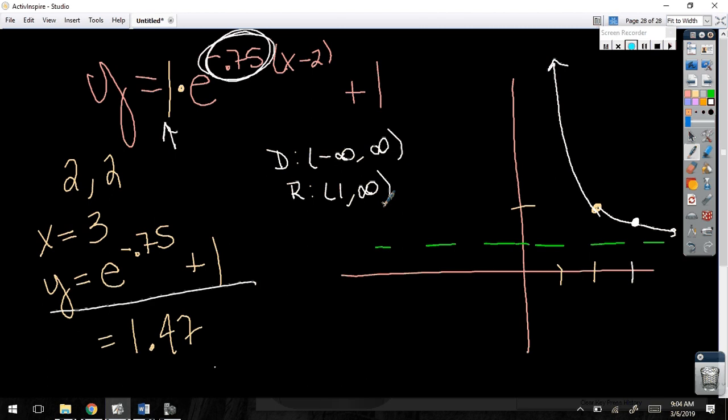Tell me what you think. Not bad. It's like the same thing. Yes, the range. Whatever this asymptote is, that's one of your points on your range. If it's above the asymptote, it'll be the first number. If it's below the asymptote, it'll be the second number. So if this was like this, it would be negative infinity up to 1. So it always goes from the lowest up to the highest.